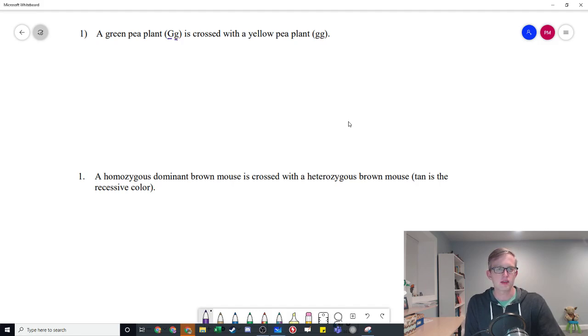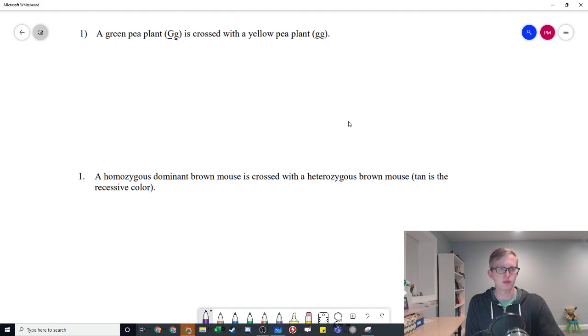Now, in this case, the first green plant is big G, little g. We call that heterozygous. It means it has one of each of the possible alleles. But because it has one dominant allele, it will appear as just green. It doesn't matter if it's big G, big G or big G, little g. You wouldn't be able to tell the difference, because as long as something has one dominant allele, it will show that trait.